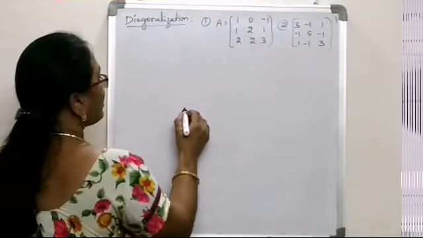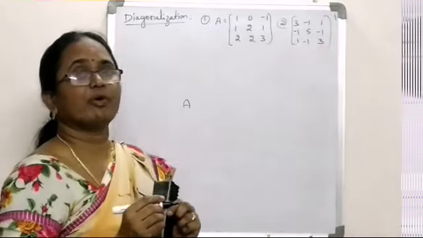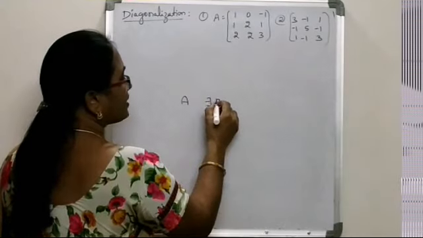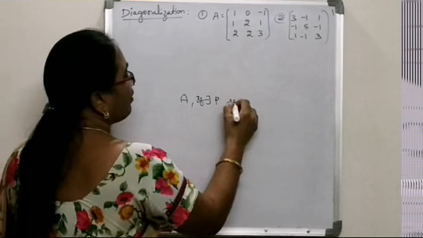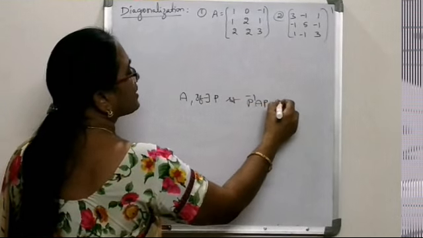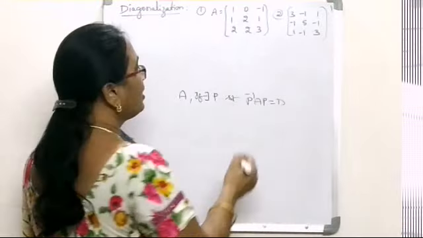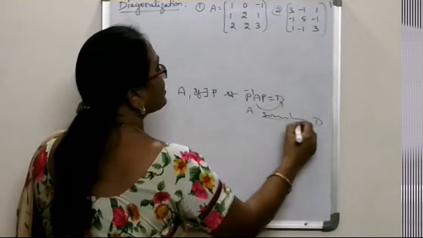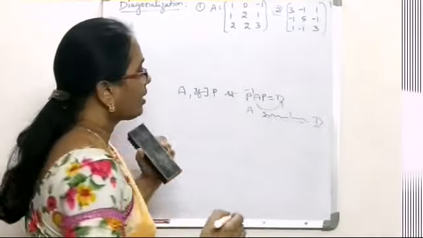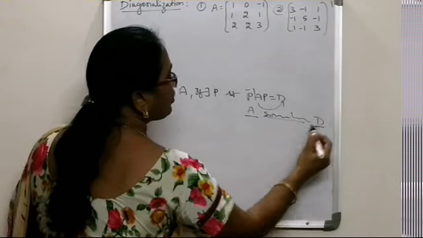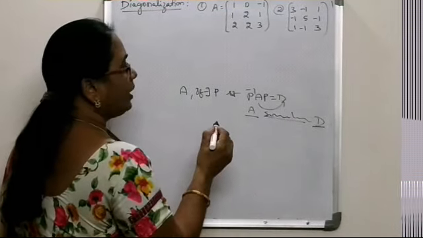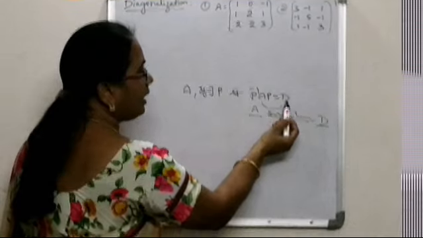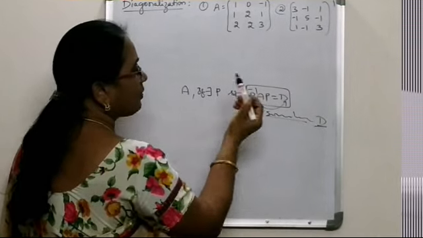Suppose we are given a square matrix A. If there exists a non-singular matrix P such that P inverse A P is a diagonal matrix D, then we say that the matrix A is similar to the matrix D. To say that A is similar to D, the matrices A, D and P should satisfy P inverse A P equal to D.